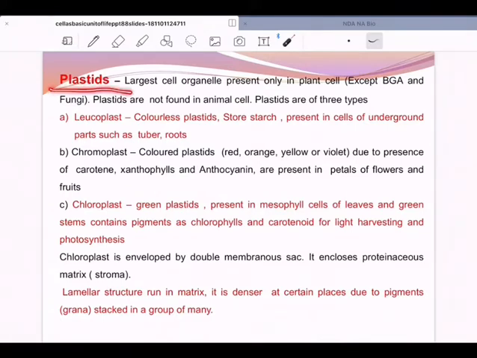And in this session today, we are going to talk about another important organelle called plastids. Whenever we talk of plastids, we remember food. They are food storage organelles, and they are the largest cell organelles present in plant cells. So they are not found in animal cells. Plastids basically are of three types.